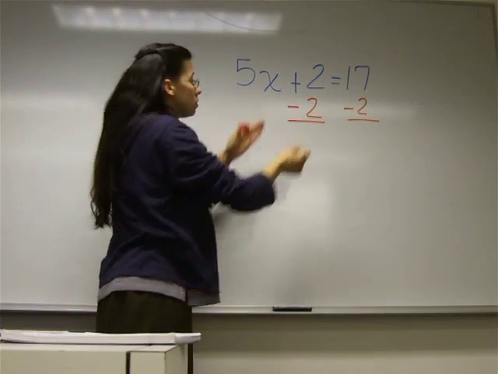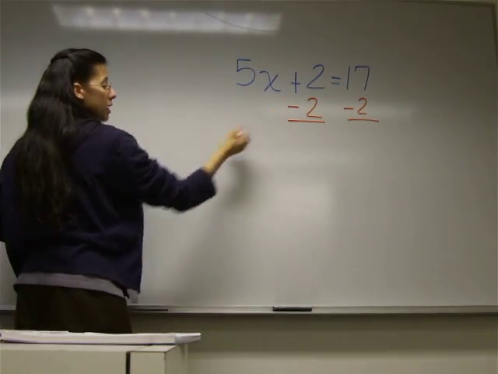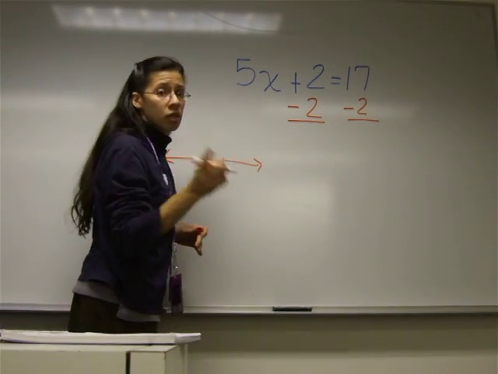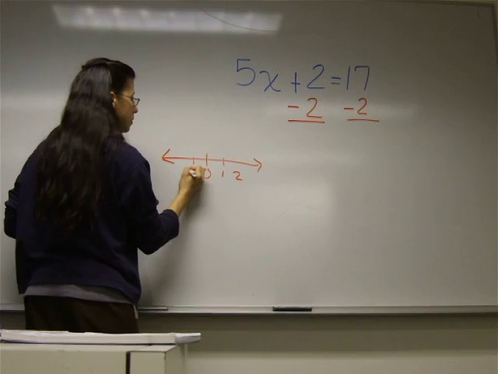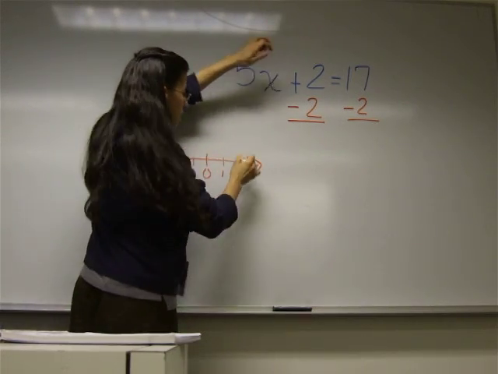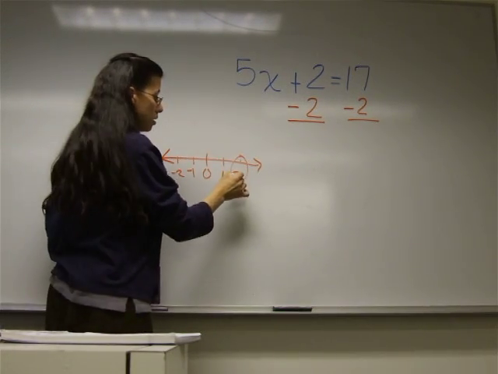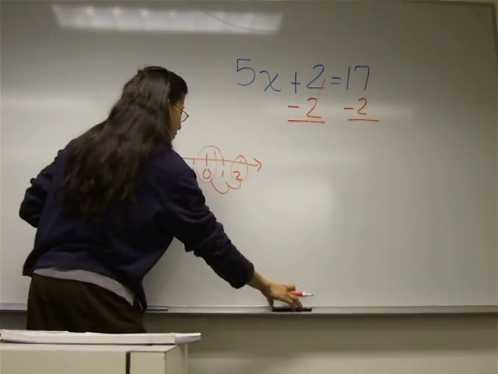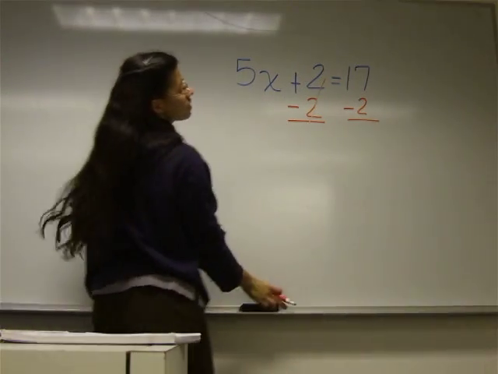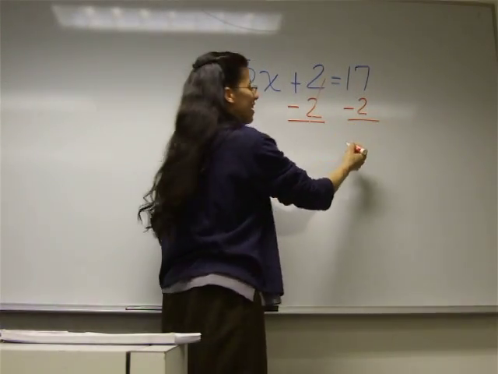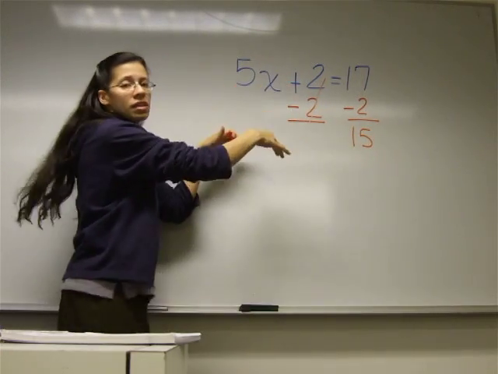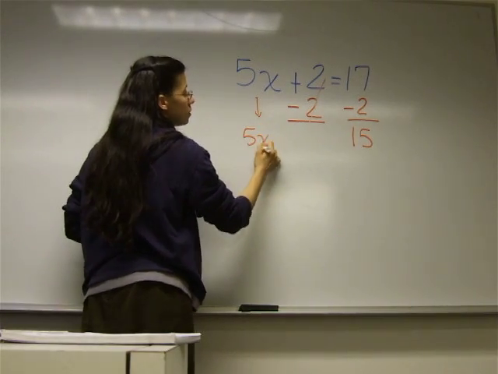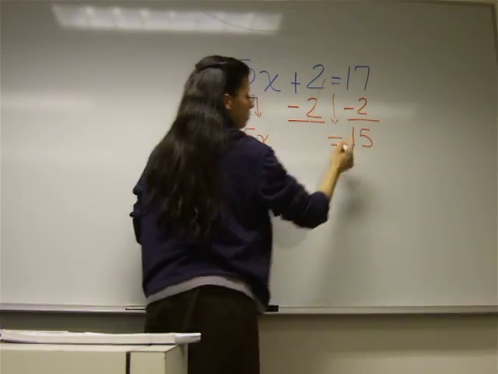If you look, positive 2 minus 2. Make believe you had $2 and you lost $2. So you're at positive 2, you lost $2. You end up on 0. So this cancels out. 17 minus 2 is 15. Bring everything else down. This is already canceled out. Bring this down. This is 5x. Bring down the equals, don't forget.